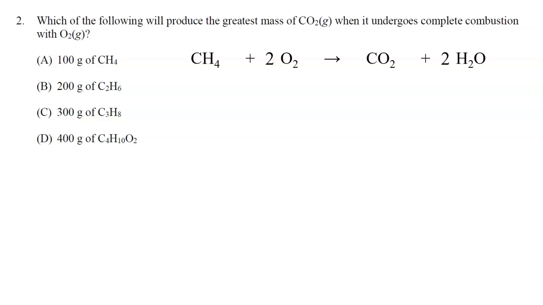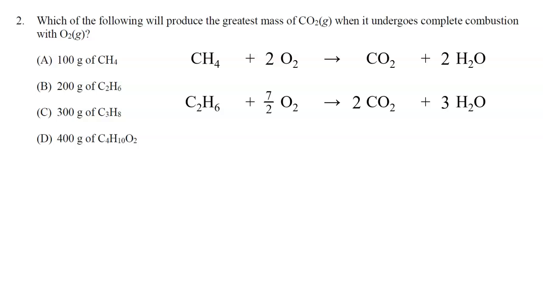So in choice B, we have a compound C2H6. So that reacts with O2 to produce CO2 and H2O. I will balance the carbon atoms by putting a 2 in front of the CO2. I will balance the hydrogen atoms by putting a 3 in front of the H2O. Now I see a total of 7 oxygen atoms on the right, so I will put 3.5 or 7 halves in front of the O2.